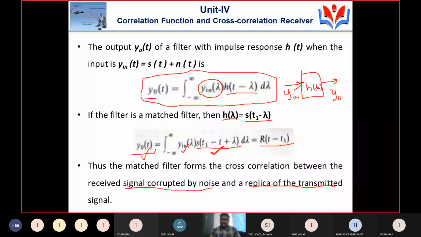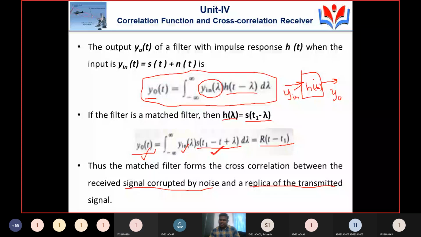So this is the cross correlation of two signals, Y input of lambda and S of T1 minus T plus lambda. Here Y naught of T is the output of the matched filter. So the conclusion, just check it out: the output of a matched filter is nothing but the cross correlation of the input signal, which is received from the free space, with the time delayed version of the transmitted signal. Otherwise, we can say the signal corrupted by noise is called the input signal, and H of T is nothing but a replica of the transmitted signal. So this is the conclusion.